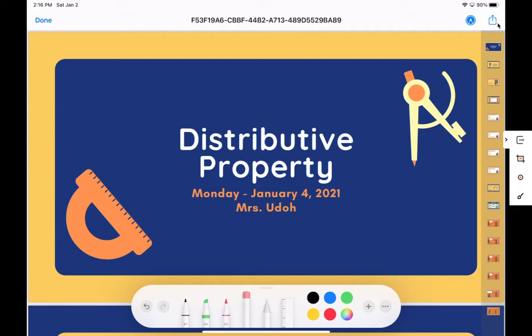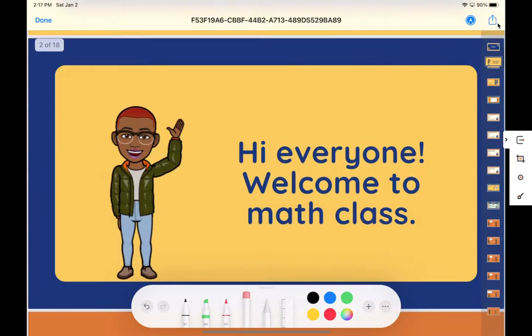And so we are going to be using Nearpods with questions embedded for our math lessons. And so we're going to go ahead and begin. So today's lesson is on the distributive property. And as a matter of fact, all this week we will be learning about different properties of multiplication. So let's begin.